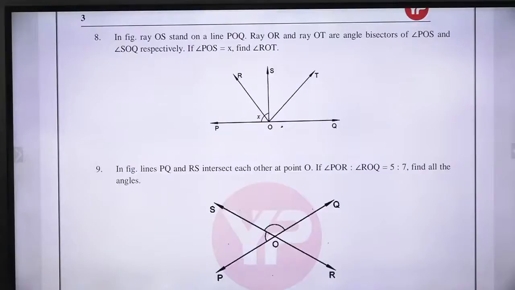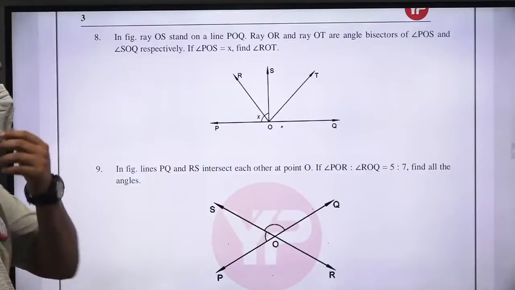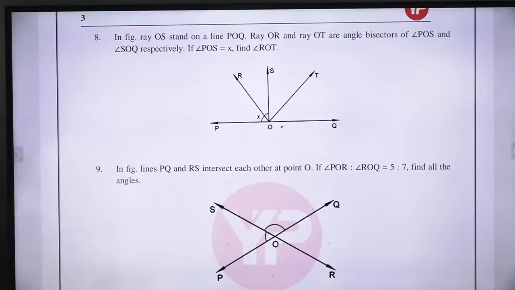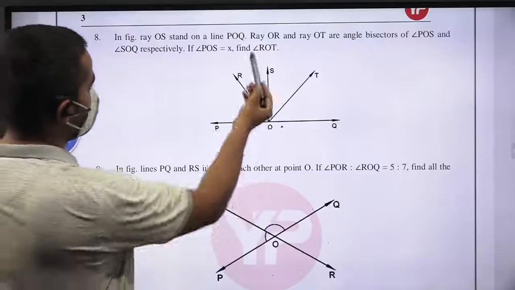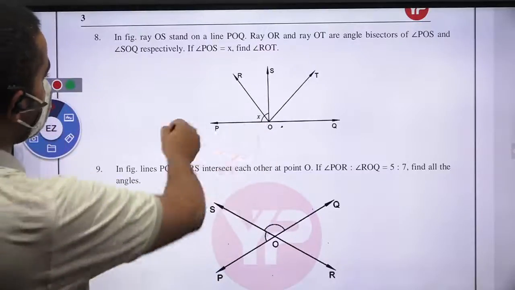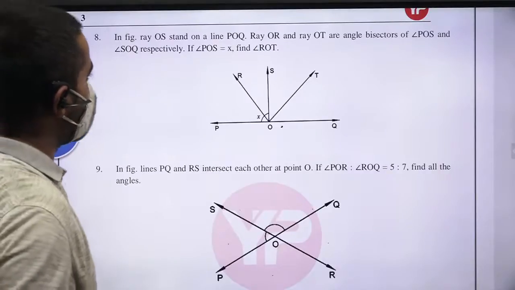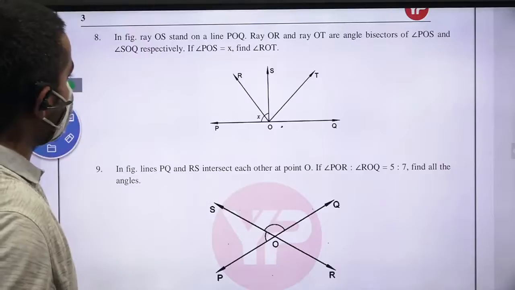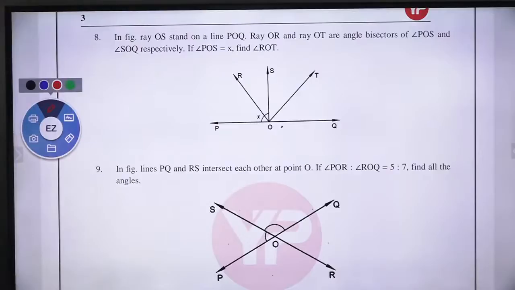So this is the quant section, and I am discussing geometry with you, and this is class 2. Class 1 is already available. So the figure is given: a ray OS. This ray OS stands on a line POQ, and rays OR and OT are angle bisectors of POS and SOQ. If POS is x, find ROT.